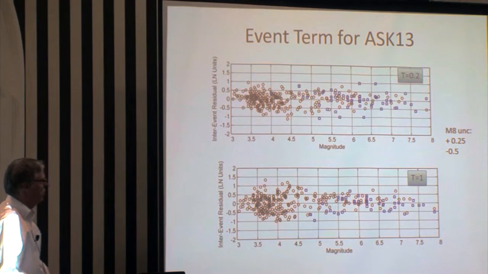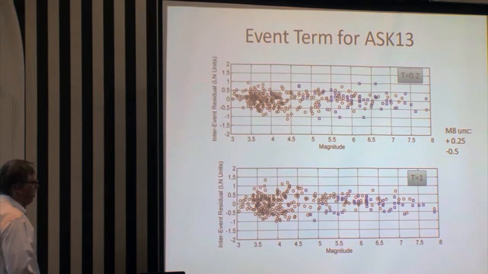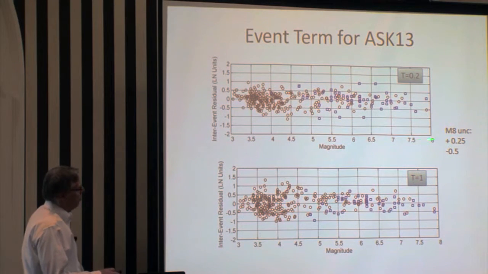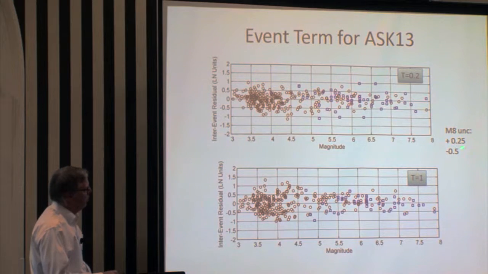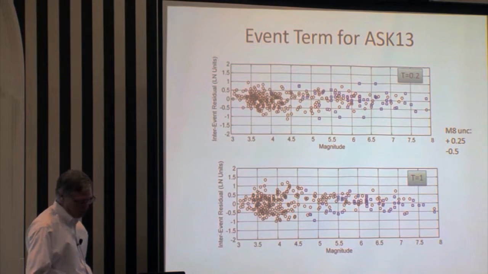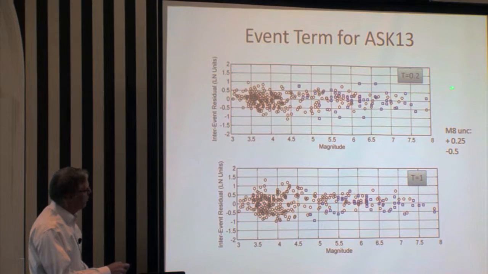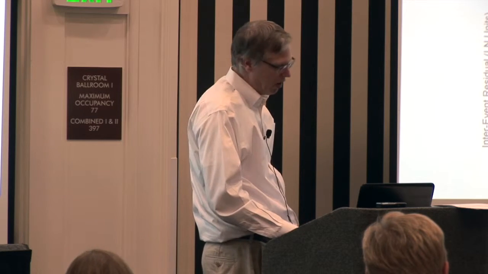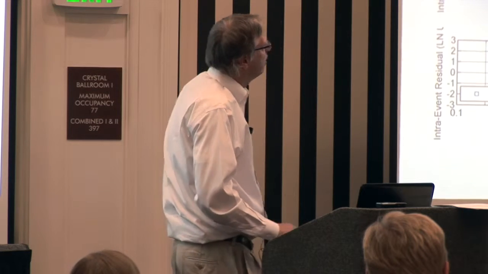So if I was to put uncertainty on the magnitude 8 prediction from my model, I would put the event term as plus 0.25 or minus 0.5 in terms of the way I would skew that distribution. So coming basically from here to down there is where the center could be, and I would have used just the same value for the other periods or similar ranges.